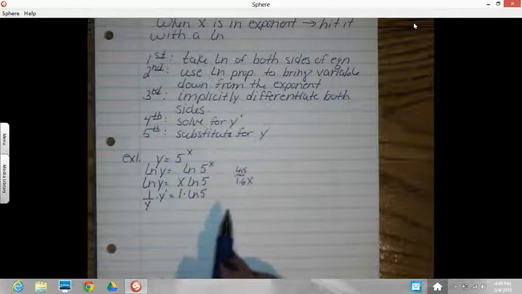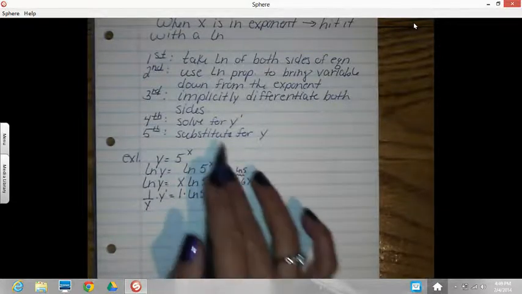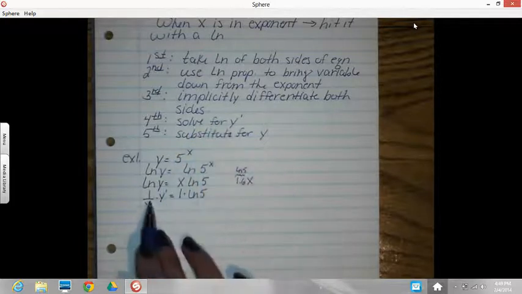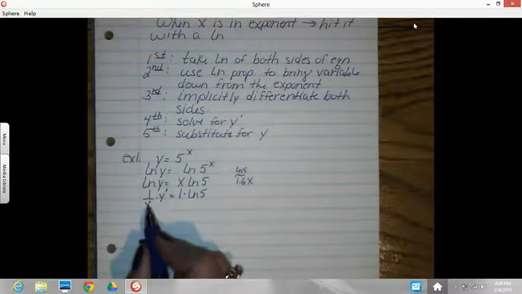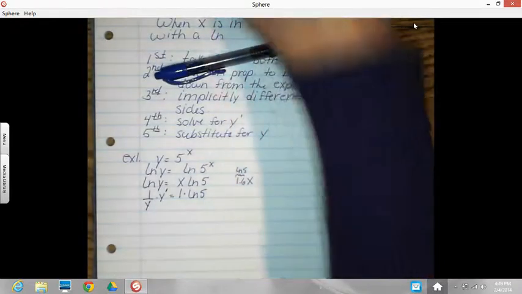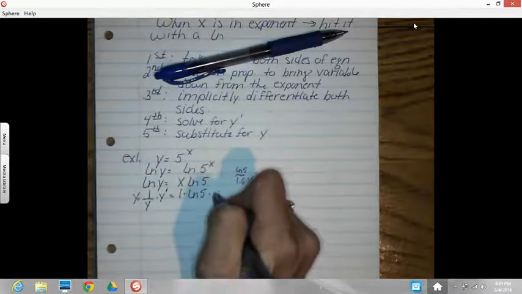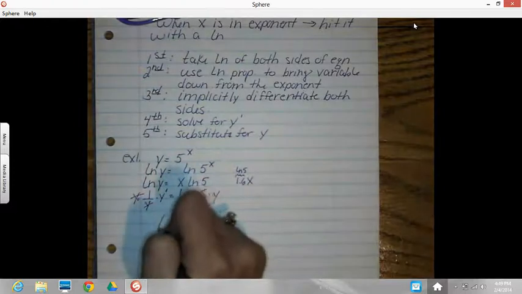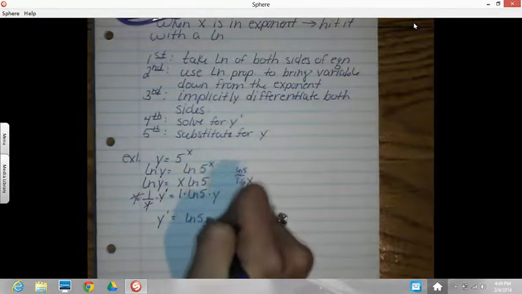Okay, so I've done derivative on both sides. Now I just have to solve for y prime. So here's y prime. I need to get rid of this y. Well, to get rid of it, this side is being divided by y. I'm going to multiply by y on both sides. So it's just algebra now. So if I times by y, these cancel. I'm left with y prime equals the natural log of 5 times y.